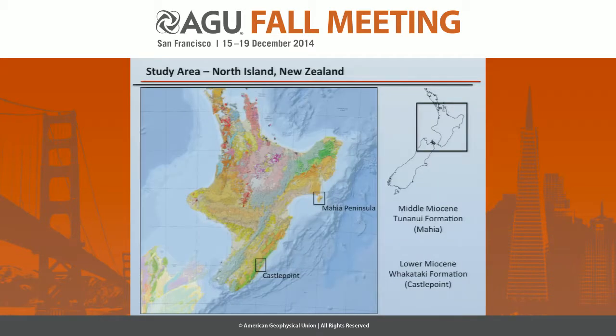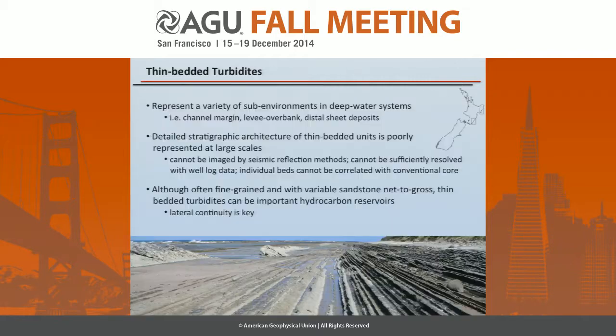So again, as mentioned before, this methodology is being used on the North Island of New Zealand. Here's a geologic map of the North Island, highlighting the two locations where deep water deposits of Miocene age are being studied. These are the Middle Miocene Tunanui Formation and the Lower Miocene Whakataki Formation. These deep water deposits are recording deposition on or at the very base of slope in deep water depositional environments, which is roughly analogous to modern deposition out here in the current configuration of the East Coast Basin in New Zealand. In particular, the deep water deposits that we're interested in are thin-bedded turbidites, as mentioned before.